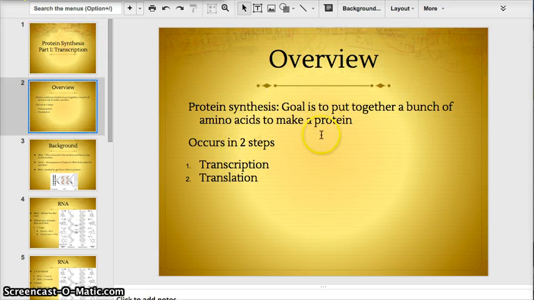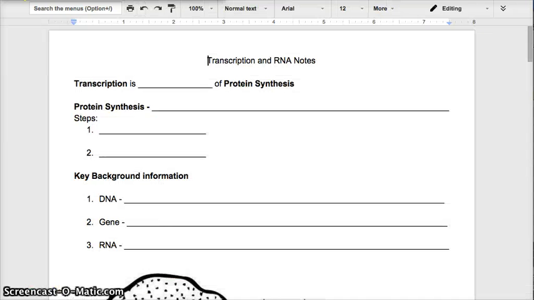Again, the whole process of protein synthesis, its goal is to put a bunch of amino acids together, because remember, amino acids make a protein. And we do that through two steps, transcription and translation. Today we're going to just focus on transcription and also give you a little bit of background. So let's look at our notes here. Transcription is the first step of protein synthesis.